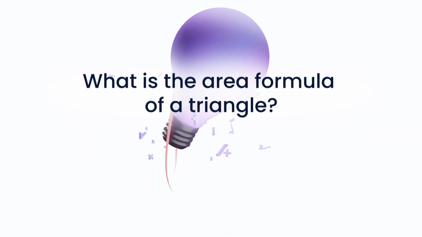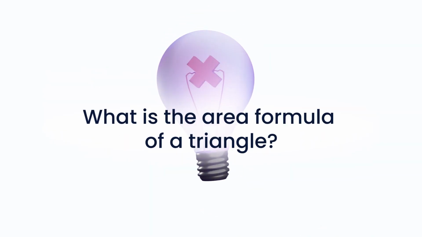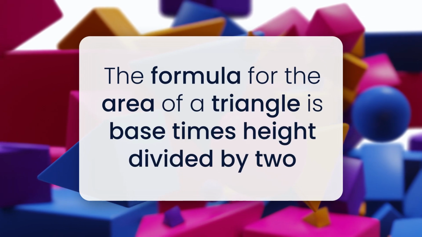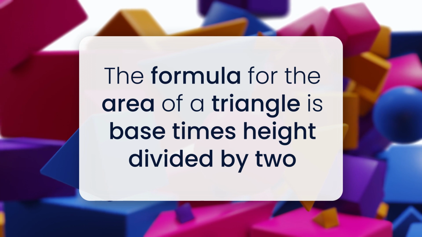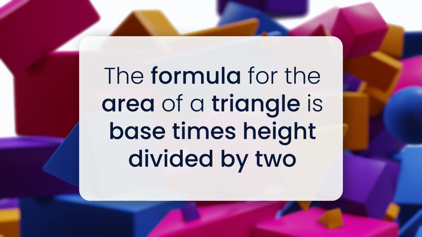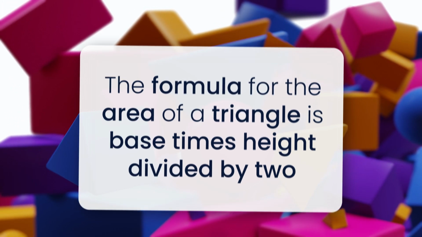What is the area formula of a triangle? The formula for the area of a triangle is base times height divided by 2. To understand where this formula comes from, let's start off by studying a rectangle and see where that leads.